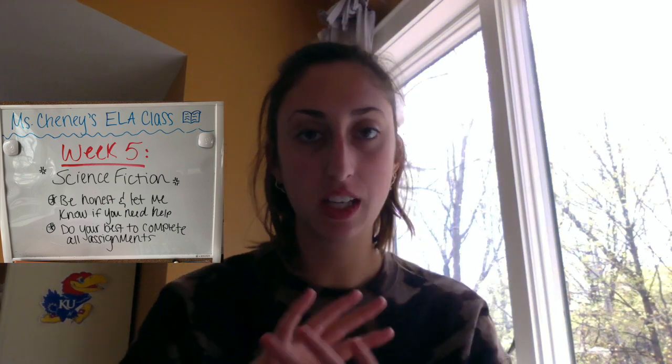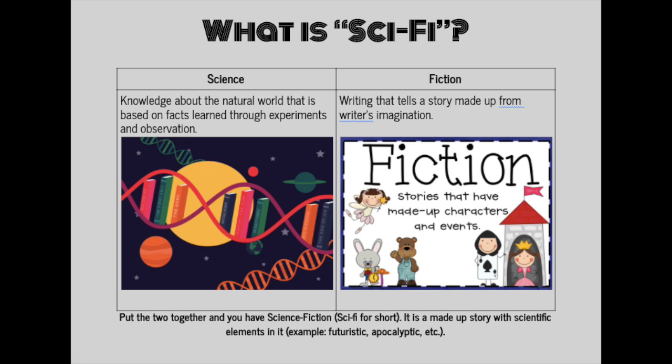And I provided a definition for you in Google Classroom, and I will also insert it here. So science fiction is kind of like two words put together. And science is the knowledge about the natural world that is based on facts learned through experiments and observation. And fiction is writing that tells a story made up from the writer's imagination. So when you put the two together, you have science fiction, sci-fi for short. And it's a made-up story with scientific elements in it.